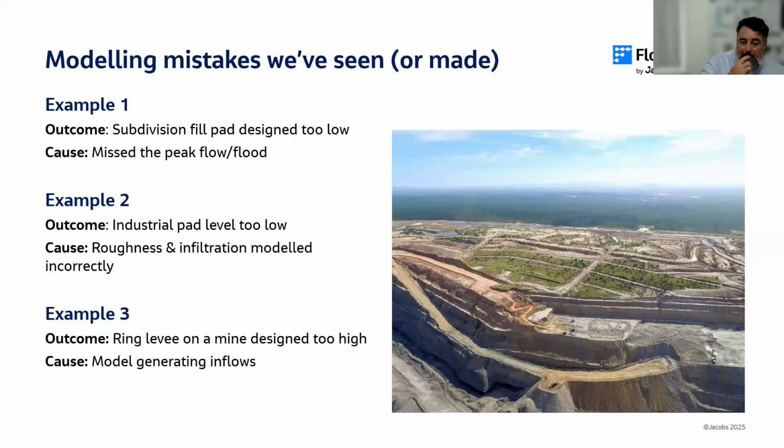Example number 3 is probably my favorite. It was a ring levee on a mine. So it was in the design stage. They hadn't scraped the surface yet. Very large area, nasty stuff that they were mining. So any rainfall that fell on site, any of that runoff had to be kept within the mine itself. It couldn't be allowed to run out to the environment until it'd been treated.